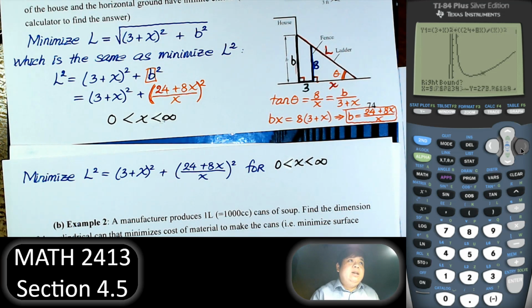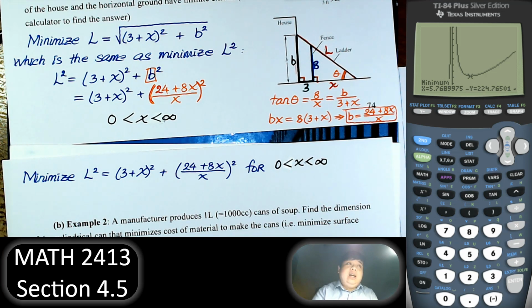here and hit enter. So the calculator will find the minimum in this interval. And hit enter. And they give us, this is the minimum. So x is equal to 5.768 and y is equal to 224 something.